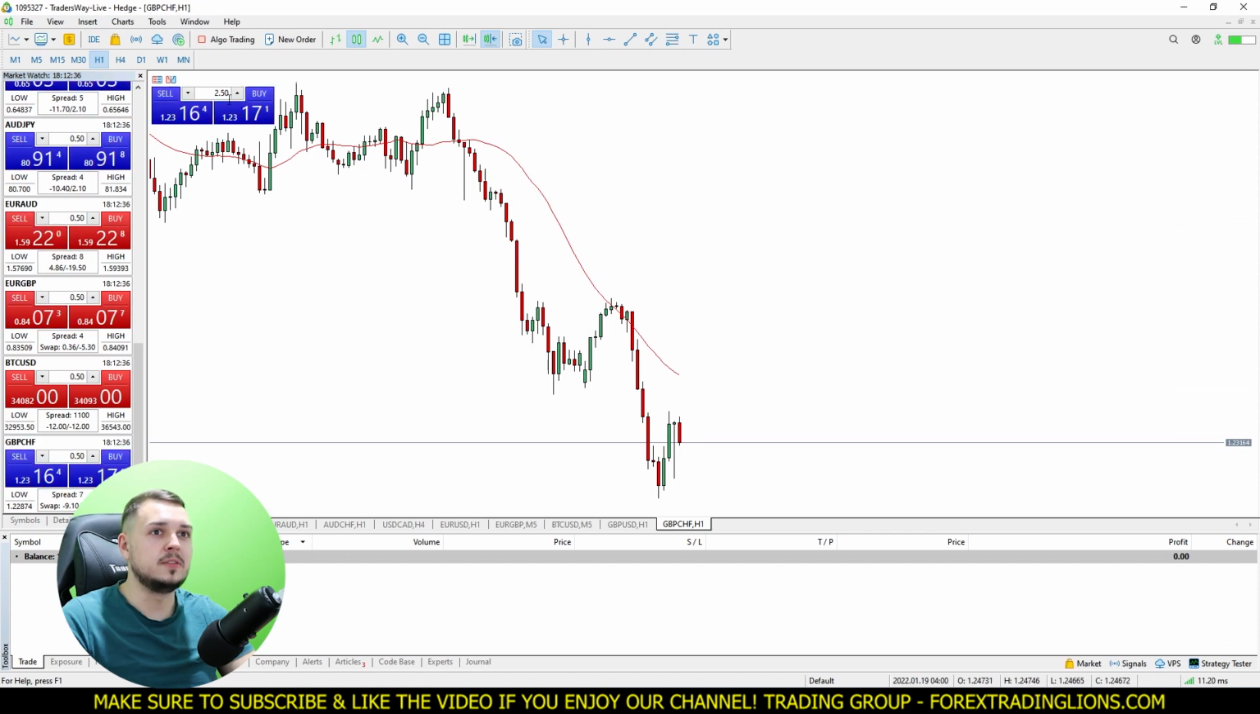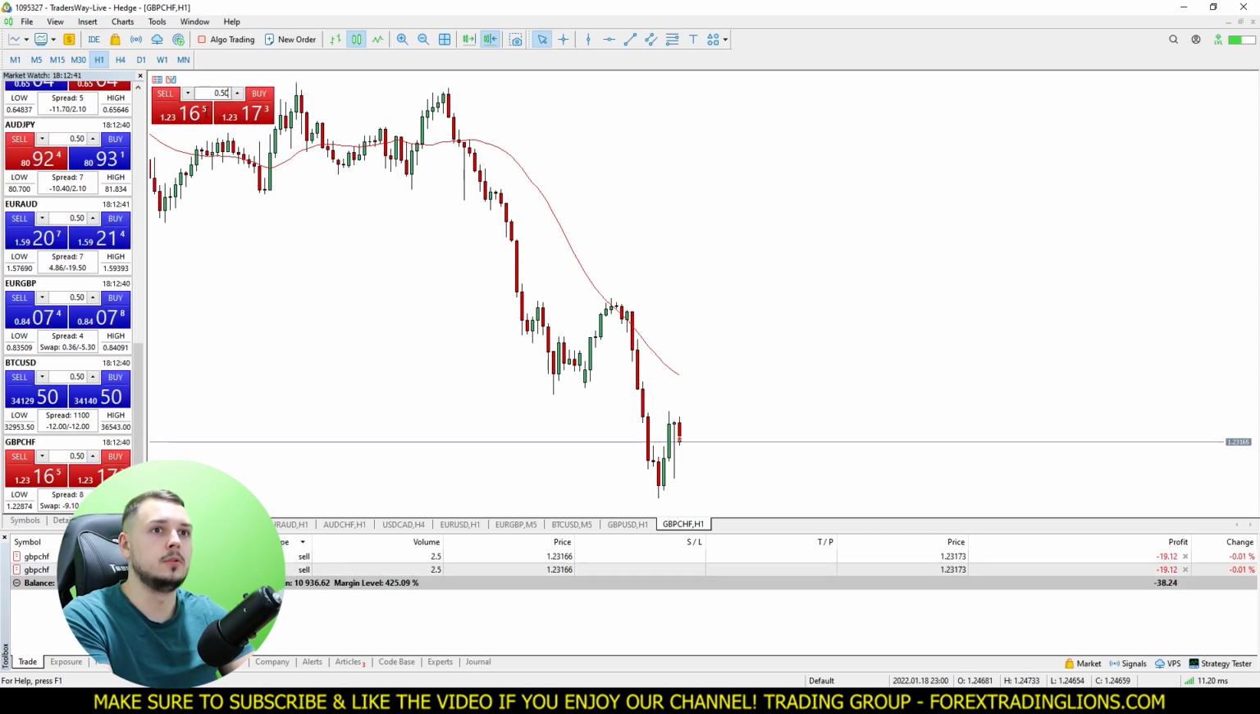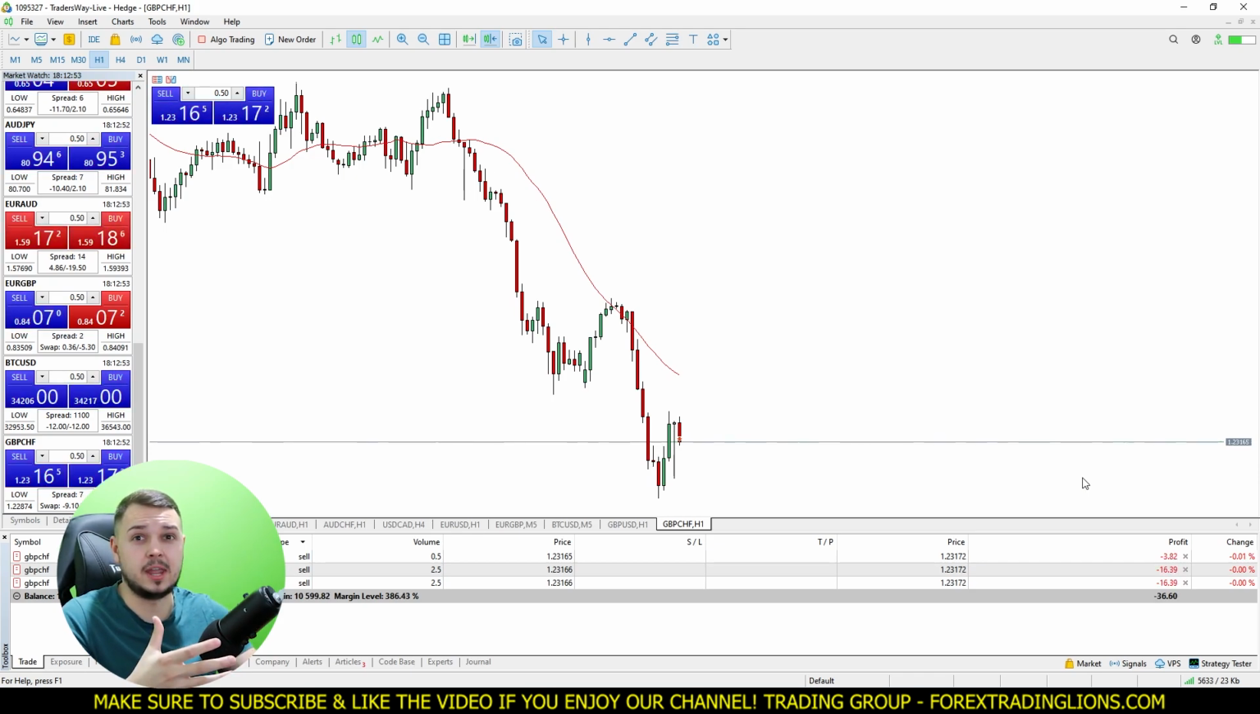So this is GBP Swiss franc. Let's do a couple of trades of 2.5, and I'll do 0.50 as well for a 6 lot size trade, and straight away in the money. That's how volatile this trading pair is, since it's GBP and Swiss franc. Swiss franc is the safe haven of all the forex pairs, so usually it's very powerful when it moves.